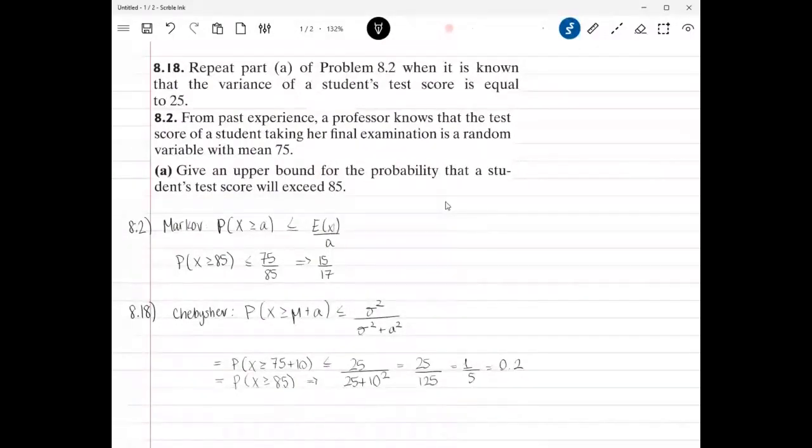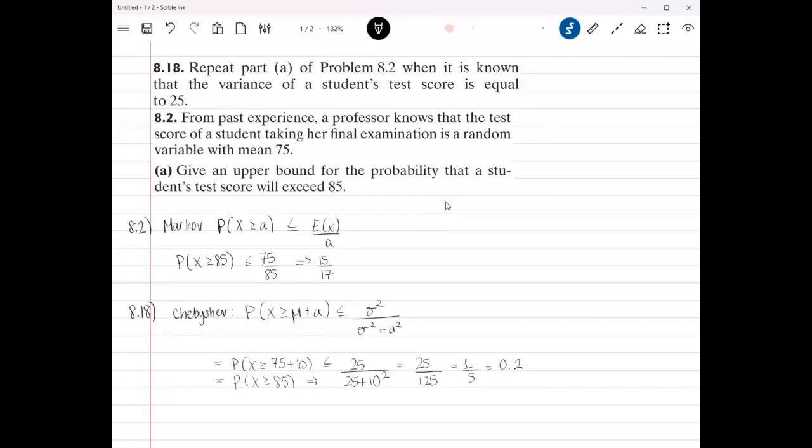So I did question 8.18. And 8.18 just asks to repeat part A of problem 8.2 when it is known that the variance of a student's test score is equal to 25. In part A of problem 8.2, the question used Markov, which says that the probability of X being greater than or equal to a is less than or equal to the expectation value over a. And for that, it comes out to 15 over 17.